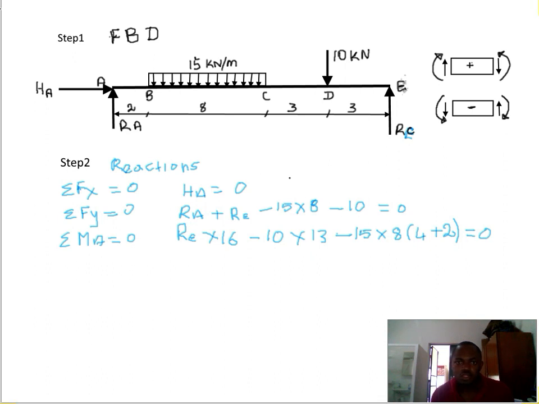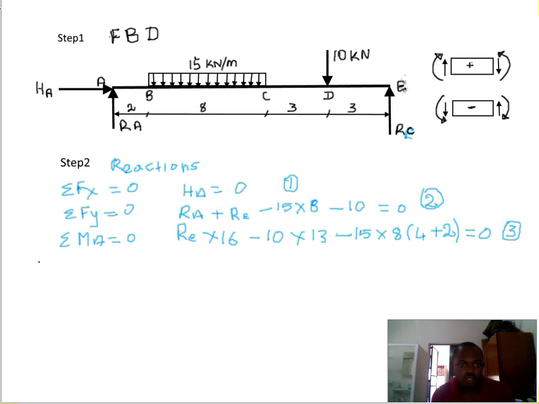Let's call this equation 1, this one equation 2, and this equation 3. Now, by solving these three equations, we are going to have all our reactions. Let's consider equation 3 first because it is the easiest one. We only have one unknown reaction in that equation, which is RE. So we calculate that reaction.